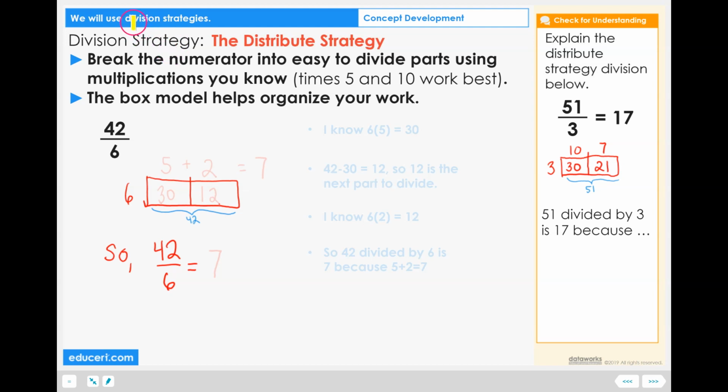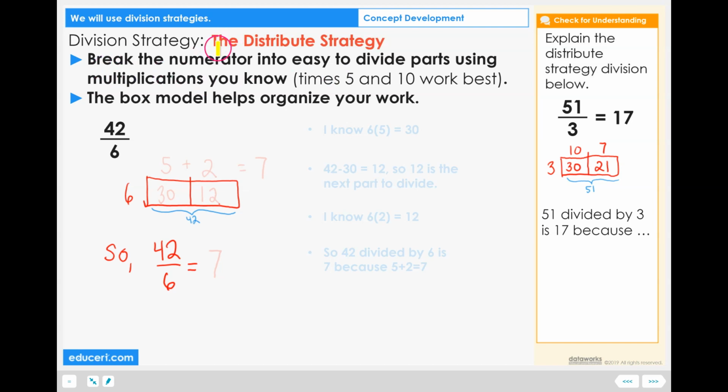The second strategy in this division strategy lesson is the distribute strategy. The multiplication strategy lesson also had a strategy called the distribute strategy, and we will see that it is basically the same strategy, just used in the opposite direction. Let's read a little bit about this strategy and then answer a check for understanding question.